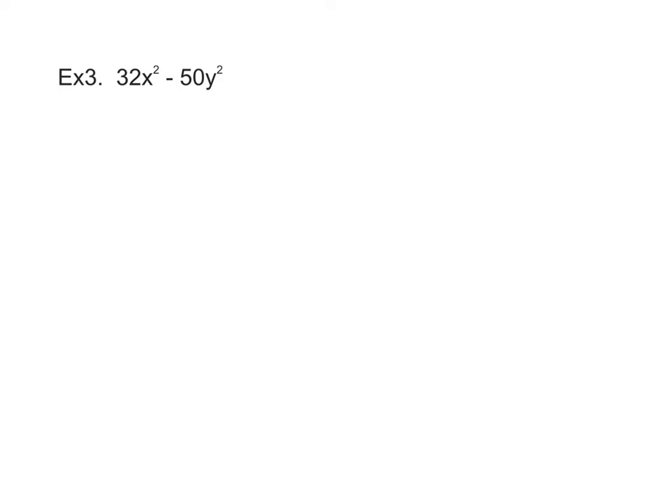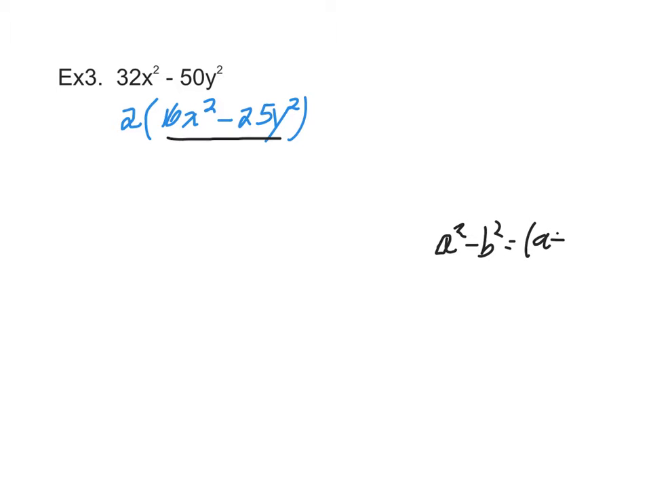In this next one, think to yourself, is there anything in common? I know they're both even, so you can at least take a 2 out. That leaves us with 16x squared minus 25y squared. And even though 16 and 25 are big numbers, they don't have anything in common, so they're going to stay there. But I do recognize this as something else. That's a difference of squares. Just as a reminder, here's what it looks like. A squared minus b squared equals a plus b times a minus b. You just have to figure out what the a and b are.